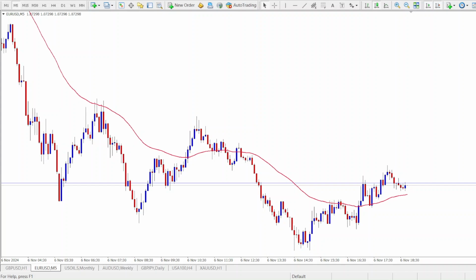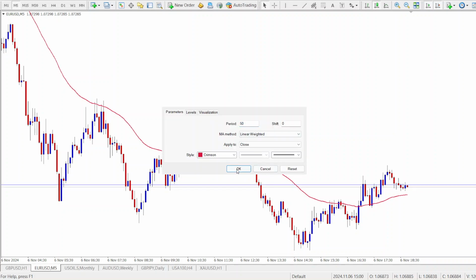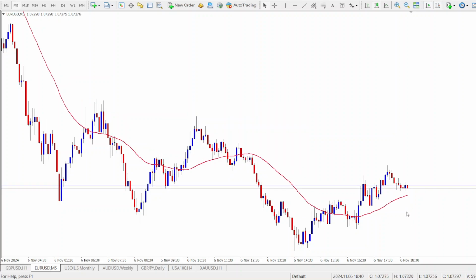All right. And then in terms of the weighted moving average, let us look at how the linear weighted moving average reacts. So you can see the linear weighted moving average is also a moving average that can be used by scalpers. The weighted moving average gives more importance to recent prices, but with a linear progression. So this makes the WMA more adaptable than the SMA, but less sensitive than the EMA.